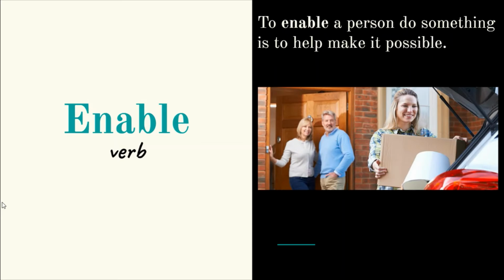So remember that there are different kinds of verbs, but one of the kinds is action words. And here we also have, I have to say it, a suffix, "n." Okay. So to enable a person to do something is to help make it possible. Okay. Can we read it one more time? To enable a person to do something is to help make it possible.